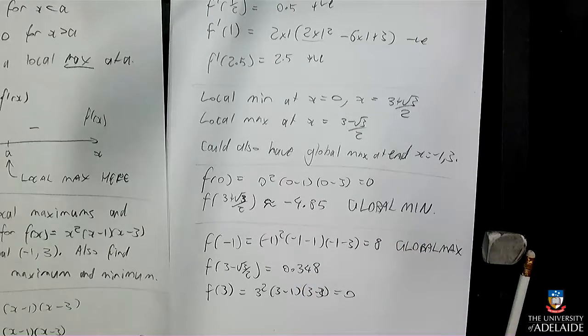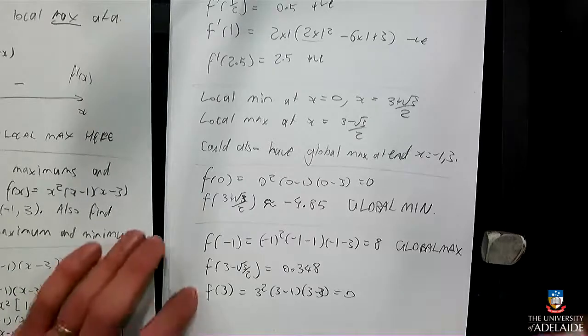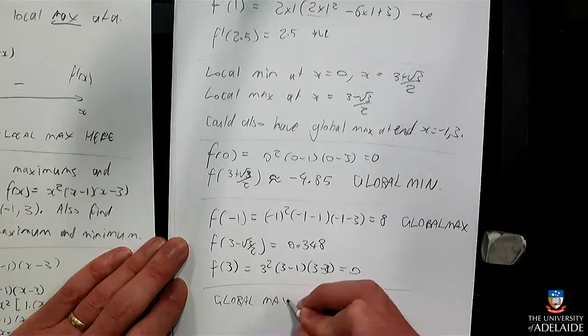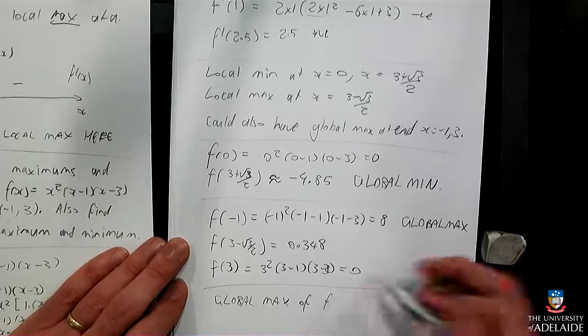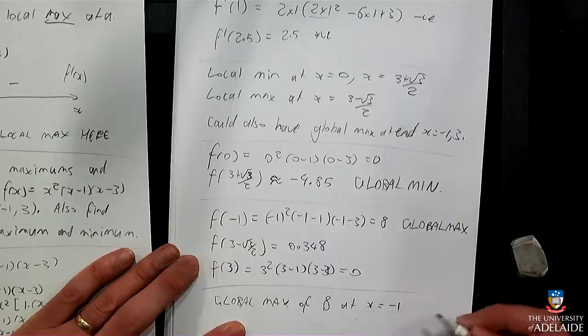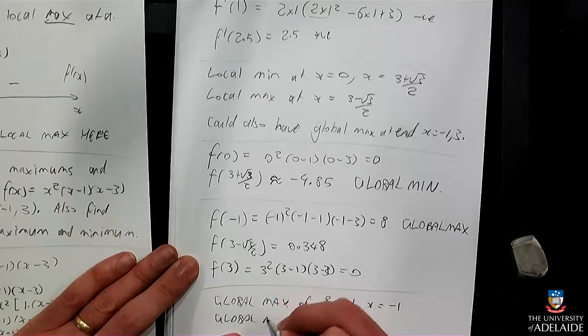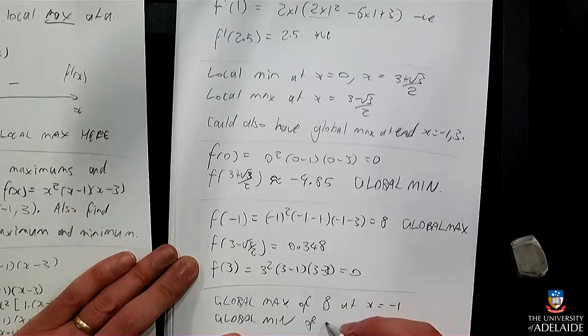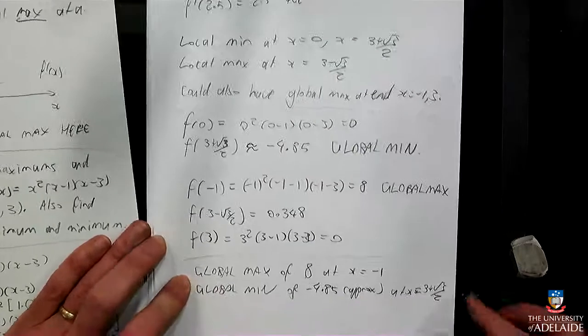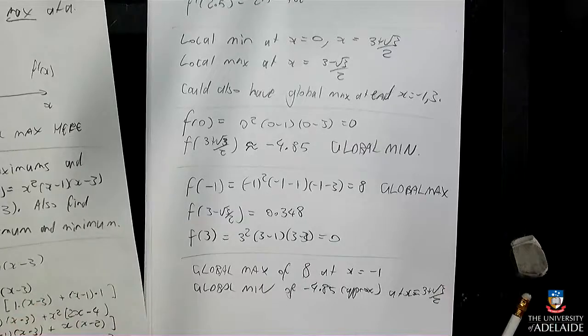All right, so we have found, just to sum that up, global max of 8 at x equals -1, global minimum of approximately -4.85, approximately at x equals (3 plus root 3) on 2. So it's tradition when someone asks you what the global maximum or minimum is to tell them where it happens.